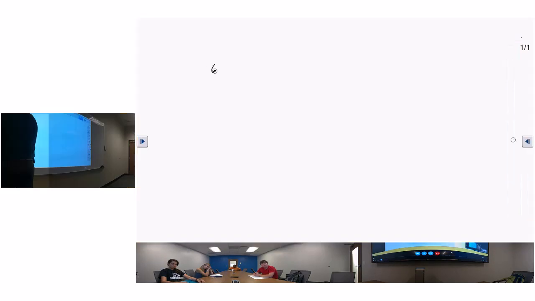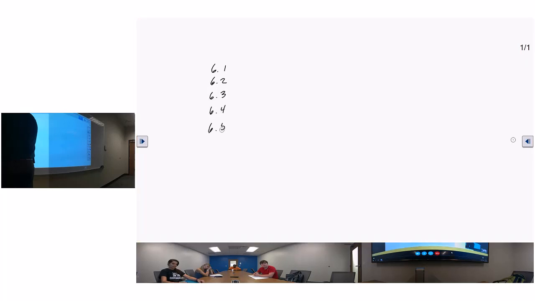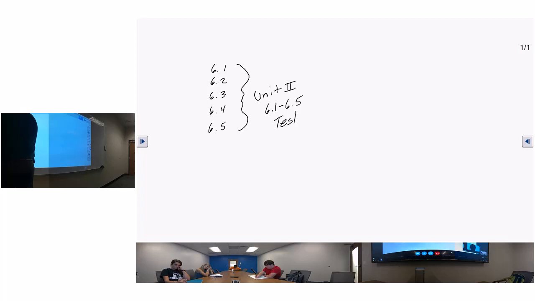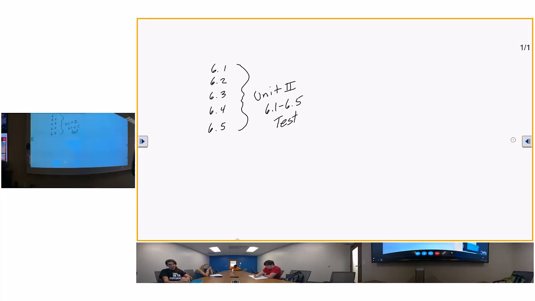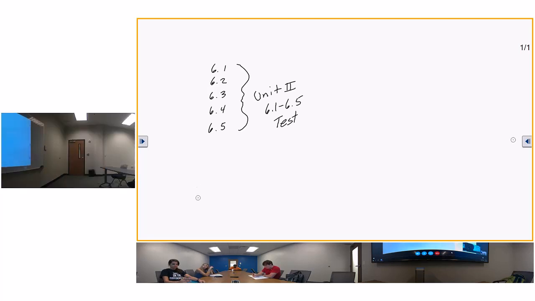Is it 6-1, 6-2, 6-3, 6-4, and 6-5? Yes. Okay, so that will be Unit 2, and it'll be called 6.1 through 6.5 test. And there'll be 3 of them, 3 tries. Takes the highest of the 3. And then there'll be another test later, and I might assign them both at the same time. I don't know yet. I usually do.